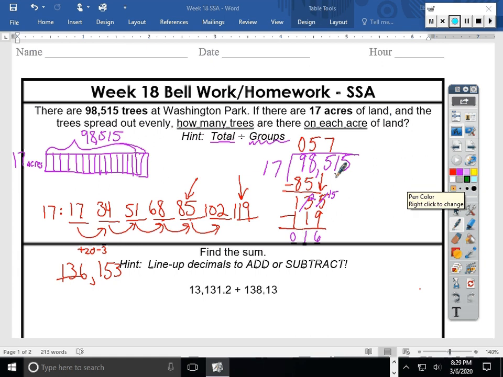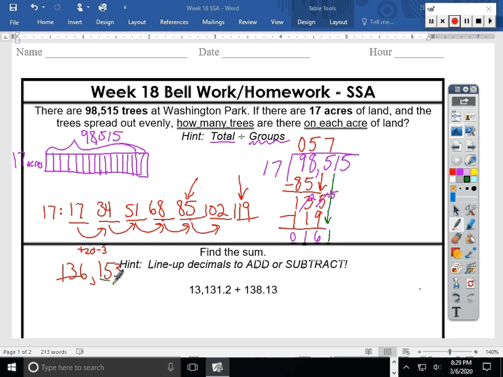So I bring down the next place value, and here I have a 1. So I could treat this like 161. Technically, if I want to go back to the beginning, there's a comma in here, so it's the same as starting with 1,610 trees, but we don't always think about those steps, do we? So how many 17s go into 161?